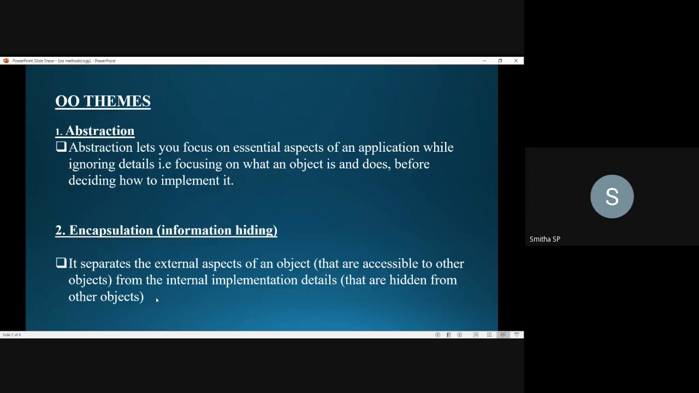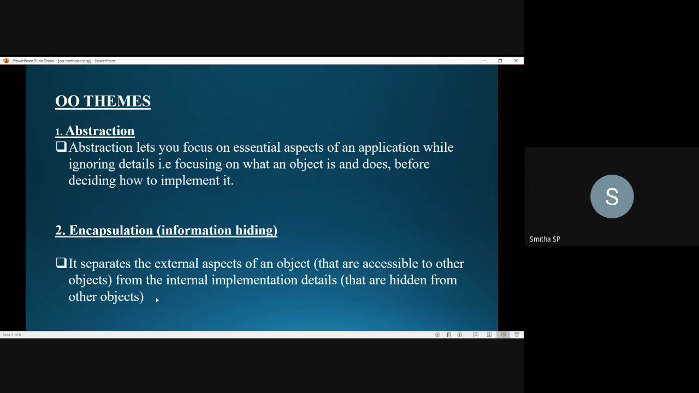Encapsulation prevents portions of a program from becoming interdependent because a small change may have an adverse effect. So, it hides some of the important information. This process we call encapsulation. Since it hides some of the information, it is called information hiding.